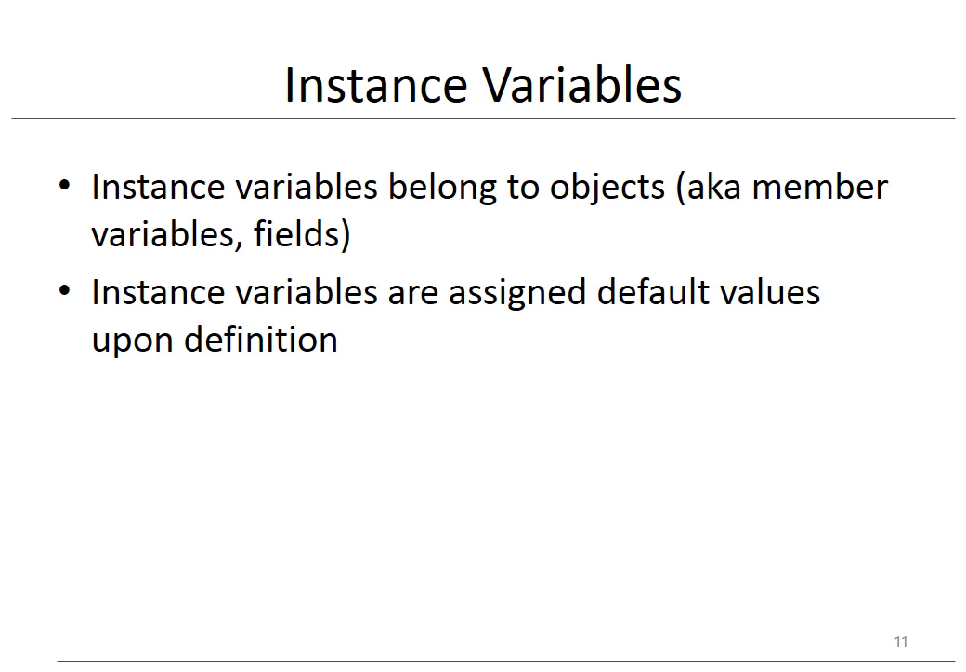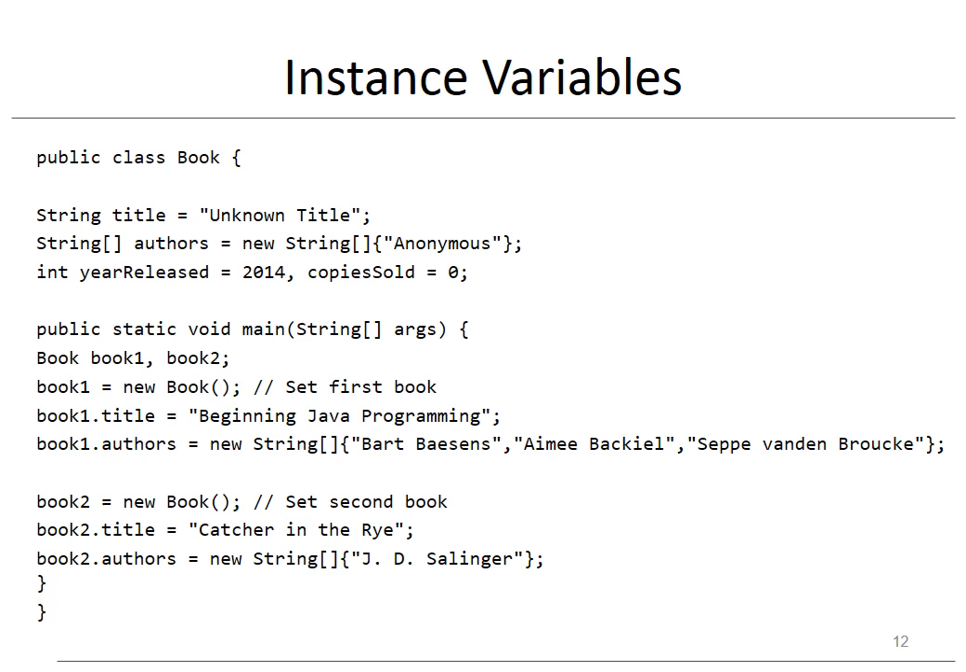Let's illustrate this with an example. Here you can see a class Book. What do you think are the instance variables of this class? They are title, which is a string initialized to unknown title, authors, which is an array of strings initialized to anonymous, yearReleased, and copiesSold, which are both integers initialized to 2014 and 0 respectively.